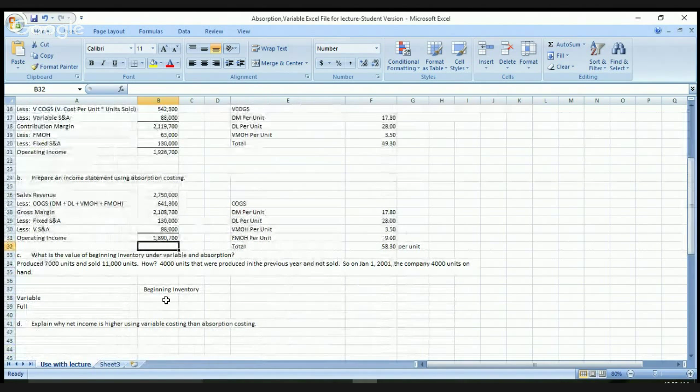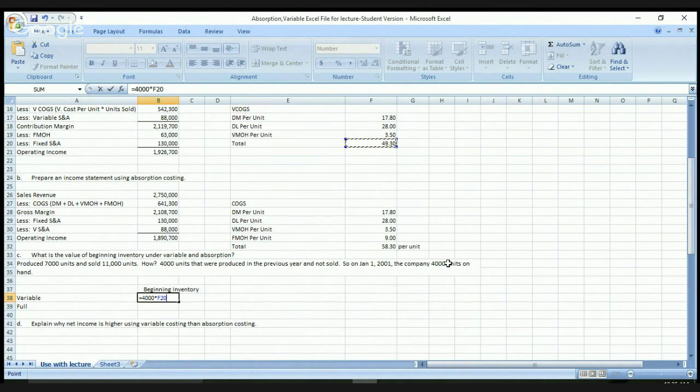I'm sorry, 4,000 units in our beginning inventory. So what was our beginning inventory at the beginning of the year? Well, all we need to do is take the 4,000 units and multiply it by my variable cost per unit, which is going to be 49.30. So in variable costing, I have a beginning inventory of 197,200.